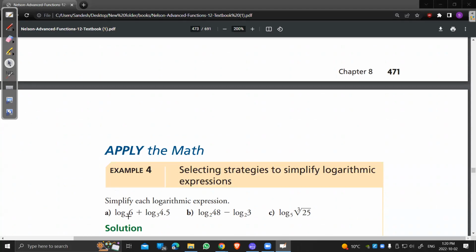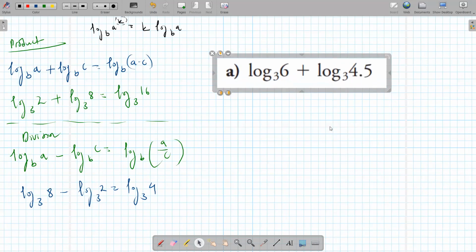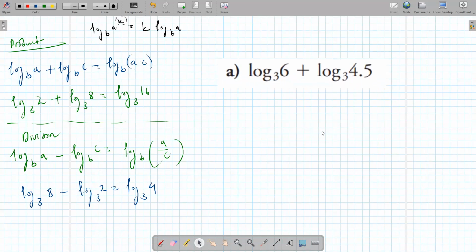What do I mean by this? Here, let's see this. What do we do with this? What do you think? What's the answer? We want to write it as one logarithm. There's two right now, but we can combine them. You just multiply 4.5 and 6. Yeah, that's literally what you do. What's 6 times 4.5? 27. Okay, now what's log base 3 of 27, if you remember from yesterday?